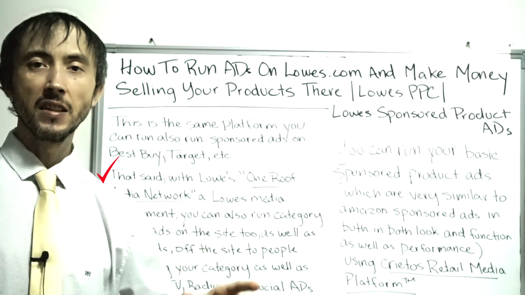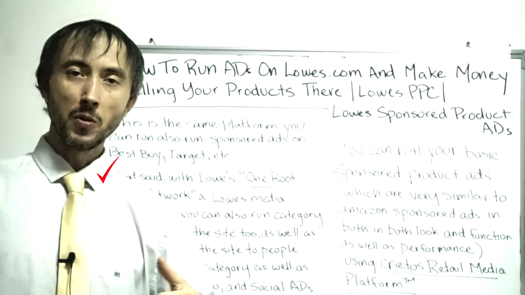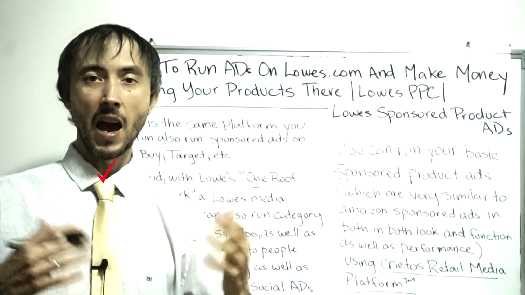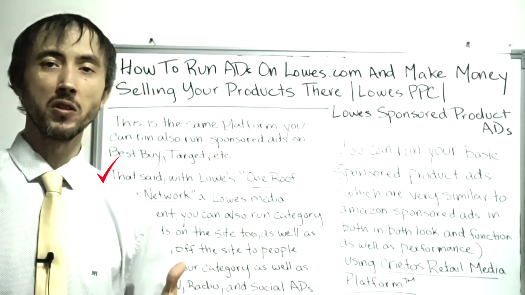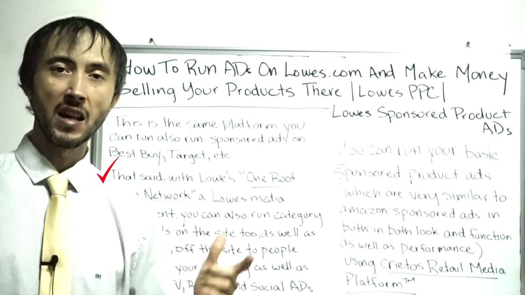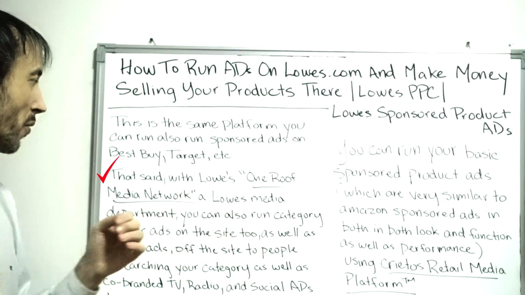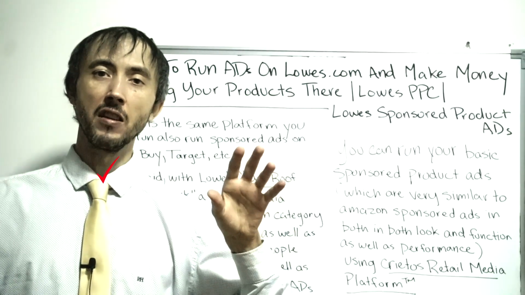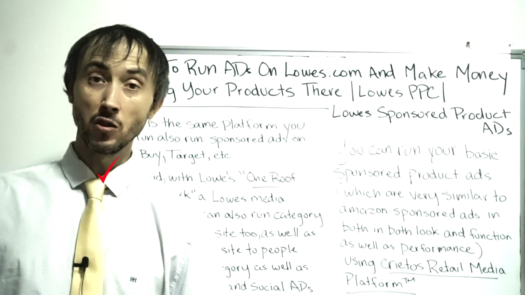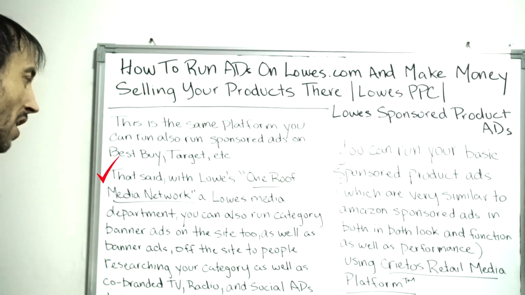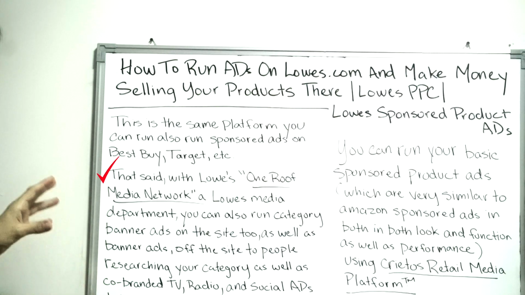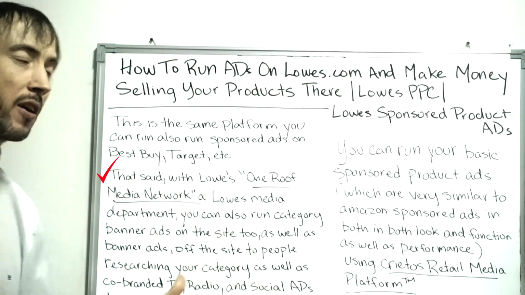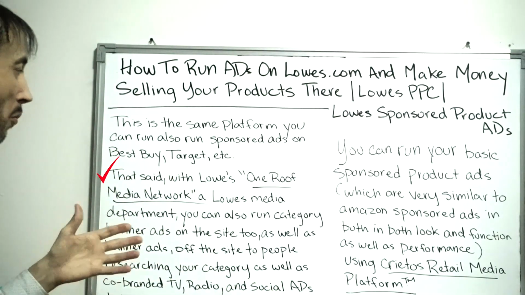So with that said, if you're selling house paint and you want to make more sales than what you get with the sponsored product ads, you go to this One Roof Media Network and say, I want to run banner ads in the paint category, and that will multiply the amount of profits you can make for your brand through Lowes.com. Once you've made that work, you should go further to extract more value.